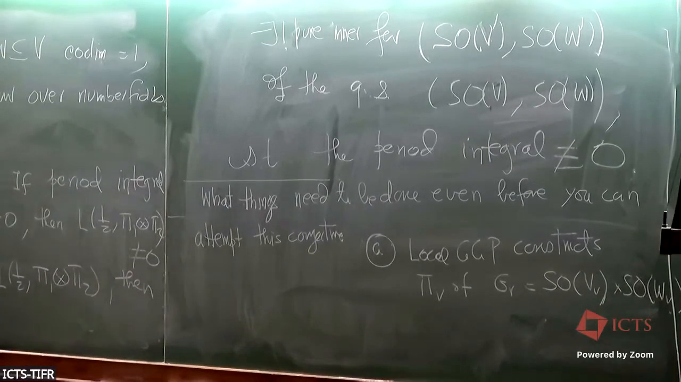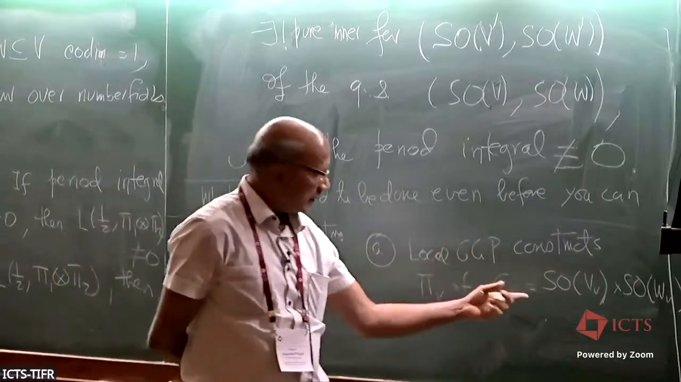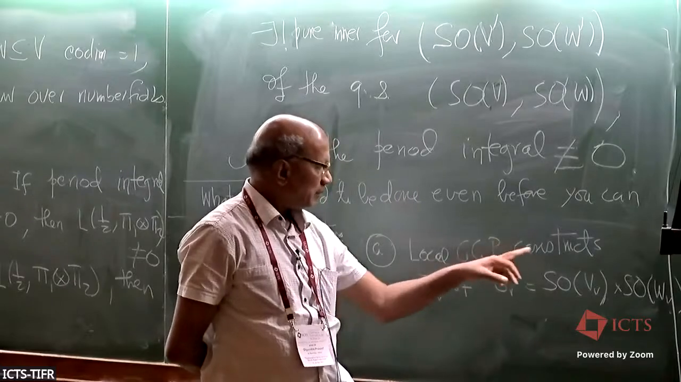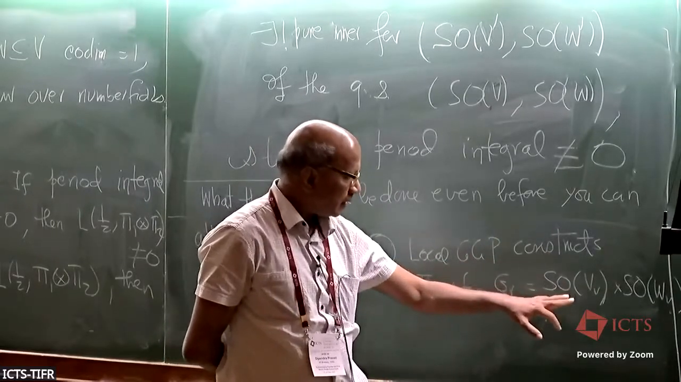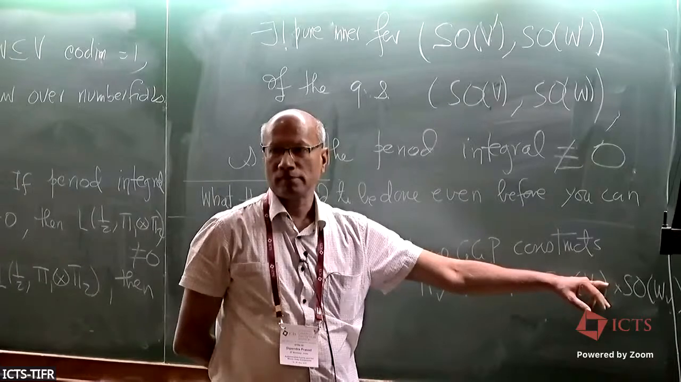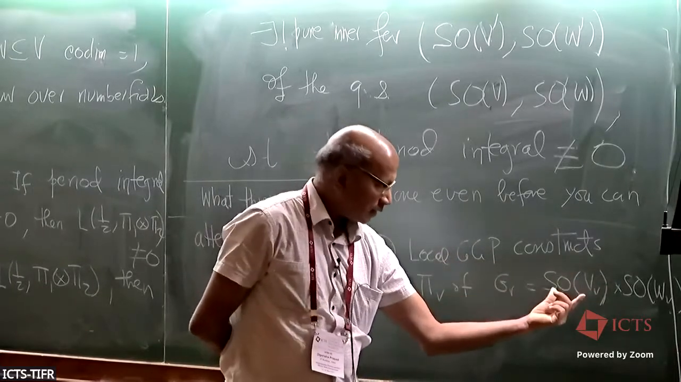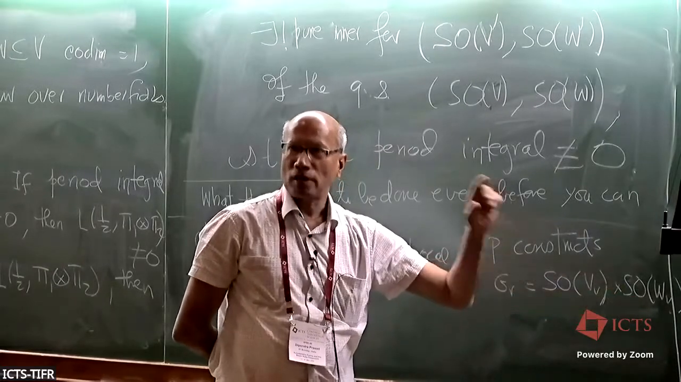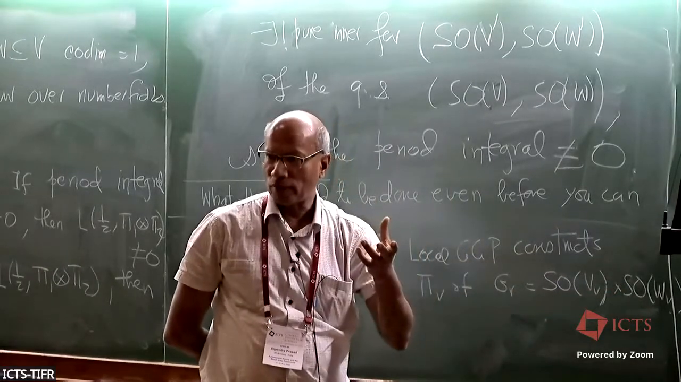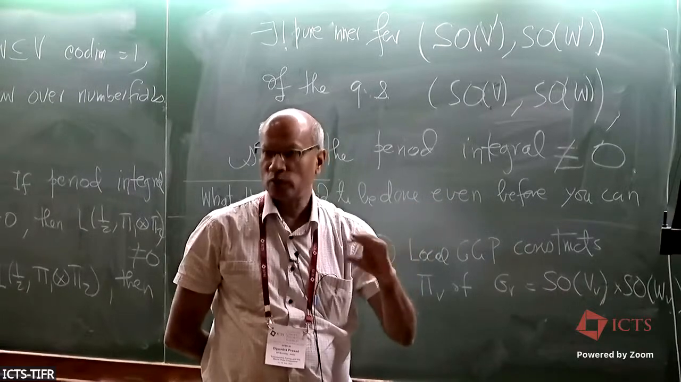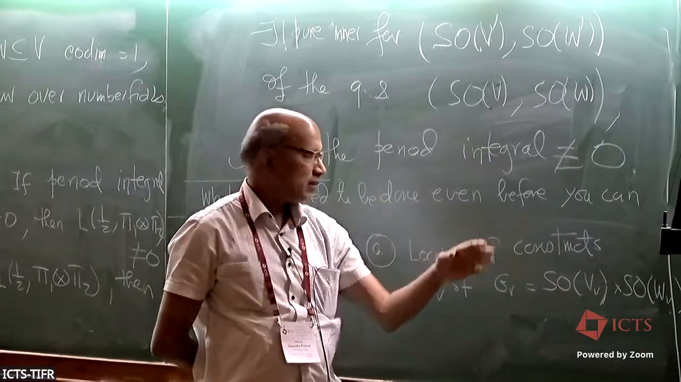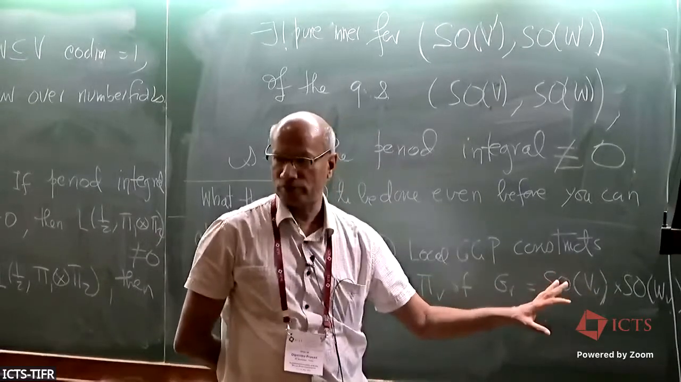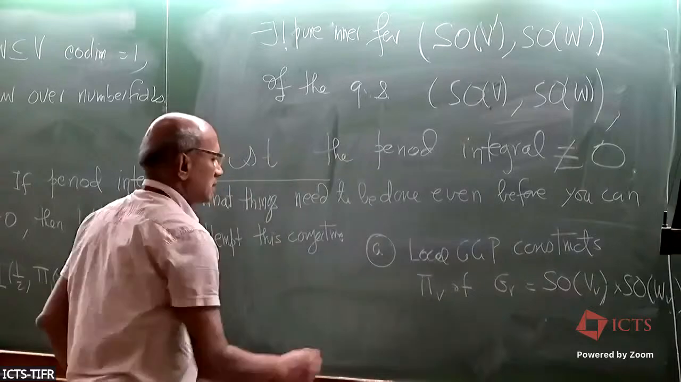I already said that one essential detail which one must check is that the local GGP construction gives you a relevant pair. You have a character of this component group, a character of this component group, but those component groups determine a pure inner form and it may not be relevant. So you must ensure that the GGP recipe is one which ensures that this is a relevant group. So this is part A.